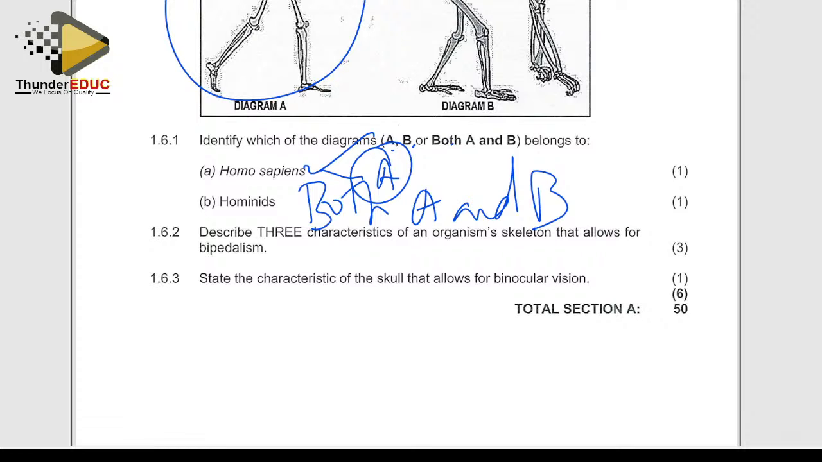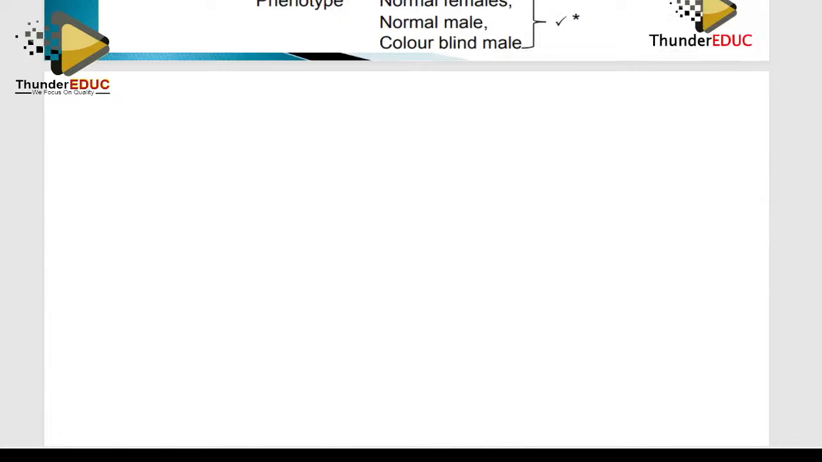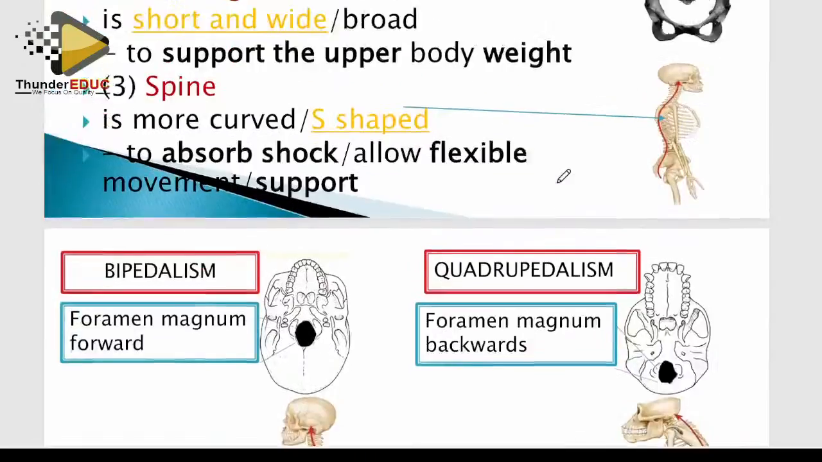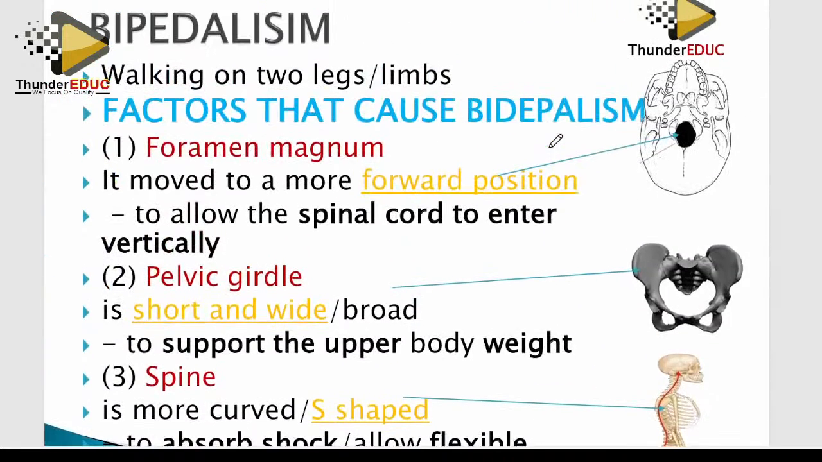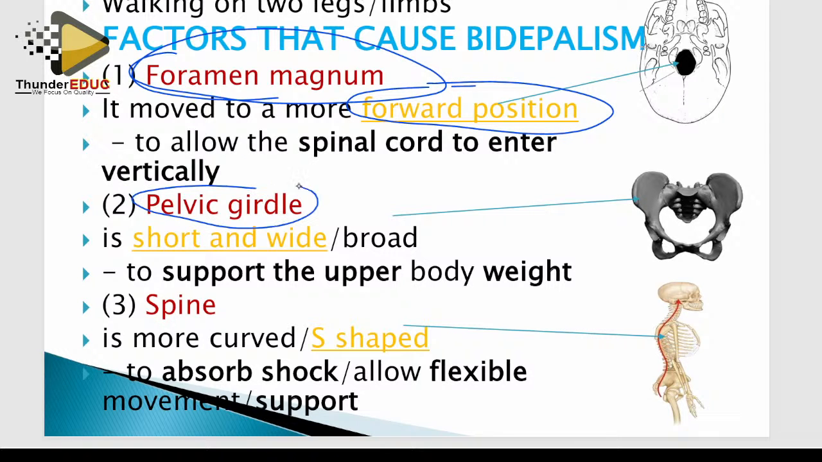Then describe three characteristics of the organism's skeleton that allow for bipedalism. That's exactly the same way we discussed it, highlighted it and I emphasized it. They are here. Foramen magnum, the position of the foramen magnum, forward position. Pelvic girdle, short and wider. And then they're saying the spine is S shape.